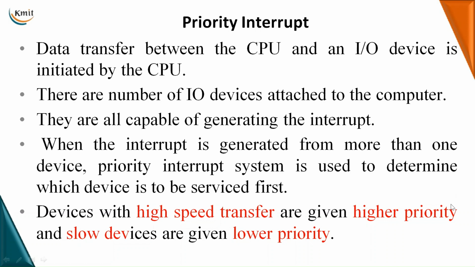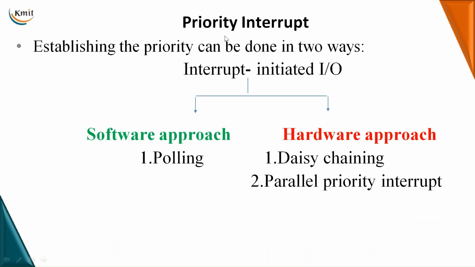So for example, if you consider a magnetic disk, it is given a high priority because the data transfer rate is very high compared to your low priority devices, slow devices such as your printer, monitor and all, which are given a lower priority. Here, establishing the priorities can be done in two ways.